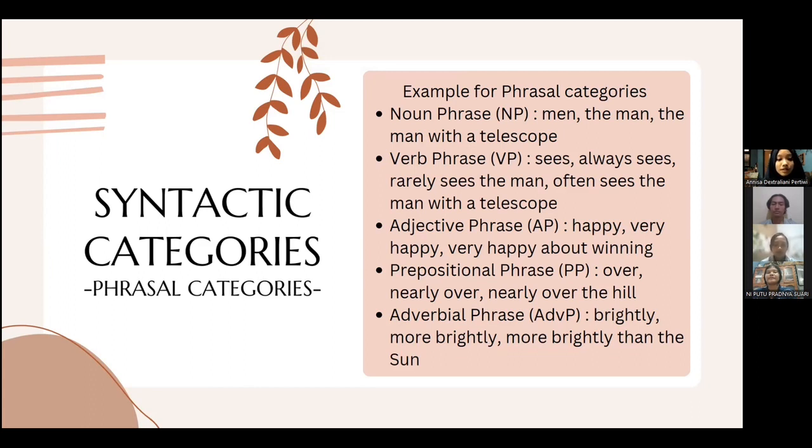There are three types of syntactic categories. The first one is phrasal categories. For example, a noun phrase such as man with a telescope. Next is verb phrase such as sees, always sees, rarely sees the man, often sees the man with a telescope. Next is adjective phrase such as happy, very happy about winning. Prepositional phrase such as over, nearly over the hill. And the last one is adverbial phrase such as more brightly than the sun.